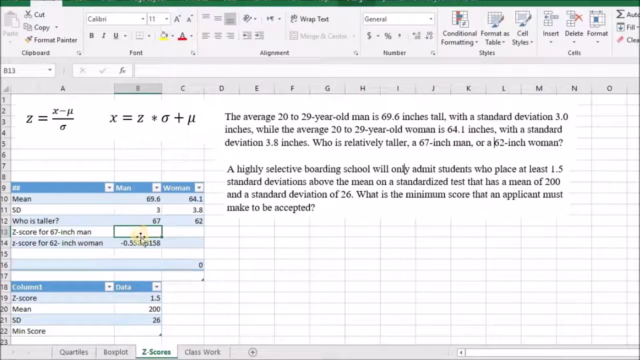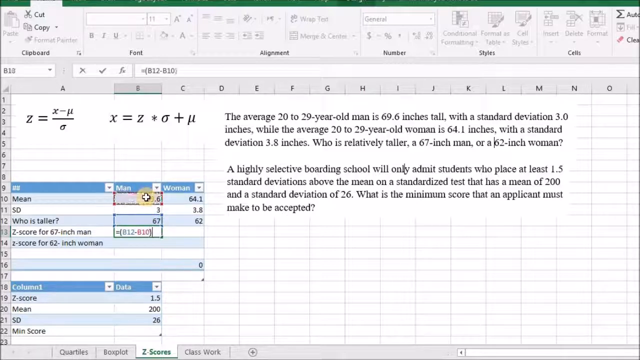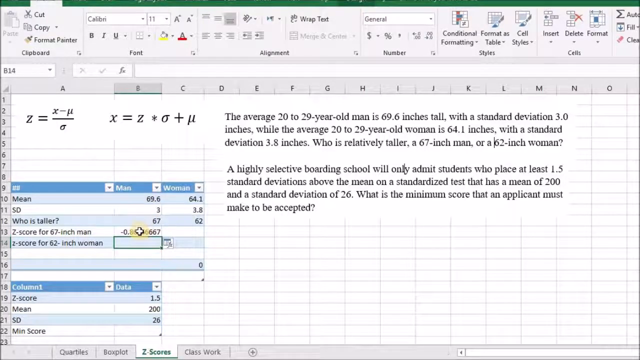So to do that, I'm going to repeat the process here. I've done this before. So to calculate the z-score for the 67-inch man, I'm going to use this formula right here. And what this formula says is you have to take the observation minus the mean, divide by the standard deviation. So what I will do here is open a parentheses and then that is the observation 67 minus the mean of the man and then close the parentheses and divide everything by the standard deviation, which is going to give me that number.